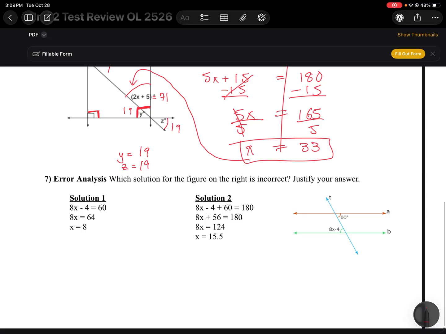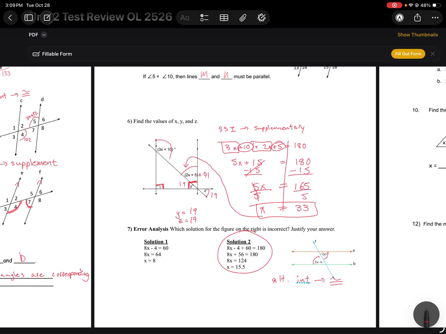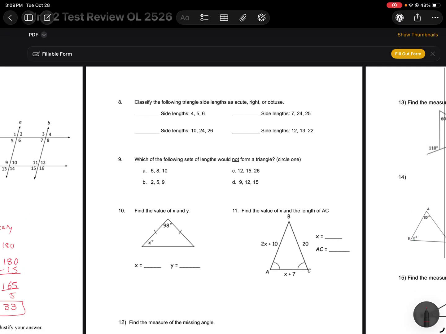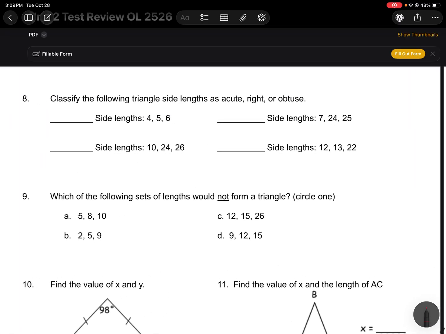Okay, number 7 here. Which one of these is incorrect? It looks like solution 2 tells me that these two angles are supplementary, and they're not because they are alternate interior angles. They must be congruent, not supplementary. So, and this is corresponding to this. 109. And this.